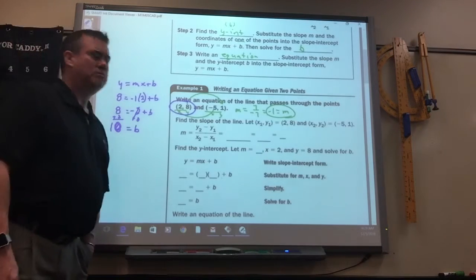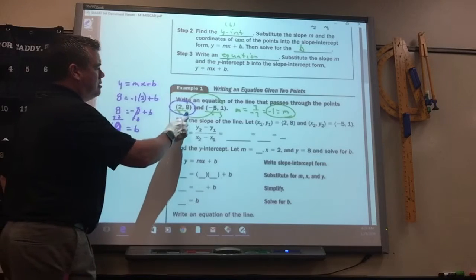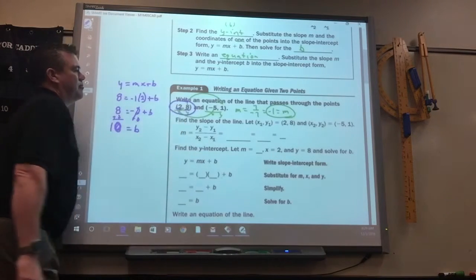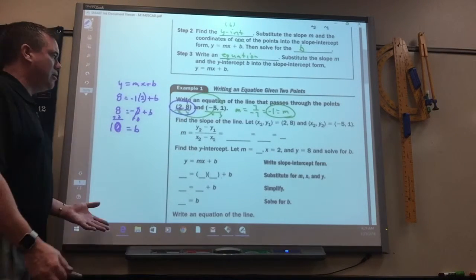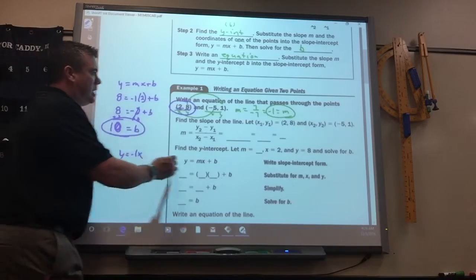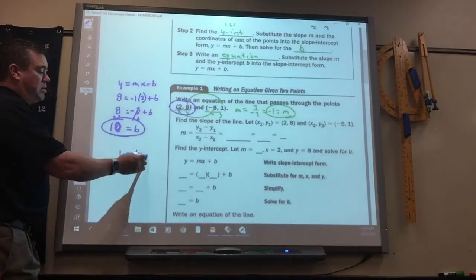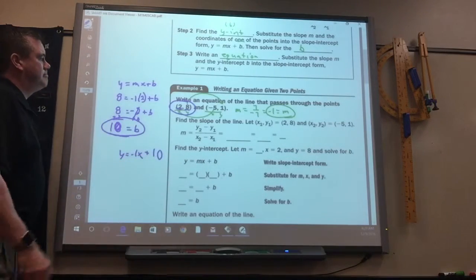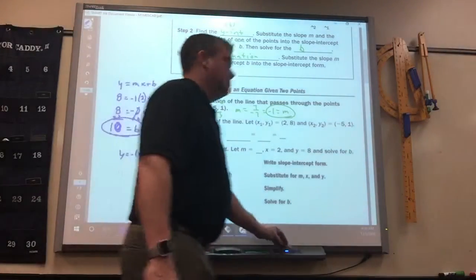Wait, where'd you have 8 from? Where did you put that? Right here. Oh, okay. So, then don't forget, you got to write the equation. Y equals negative 1x, because m is negative 1, plus 10. Okay?